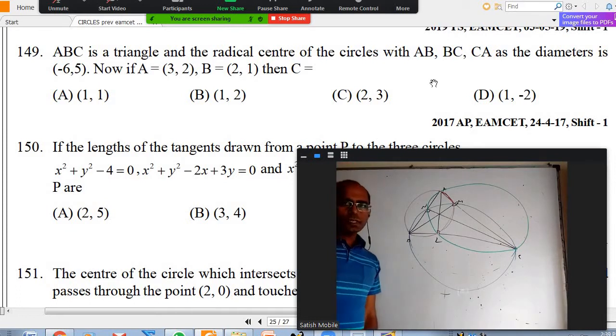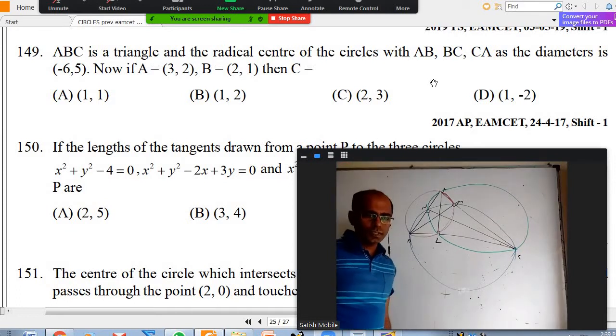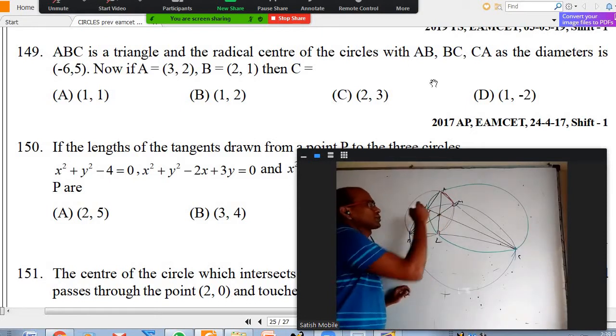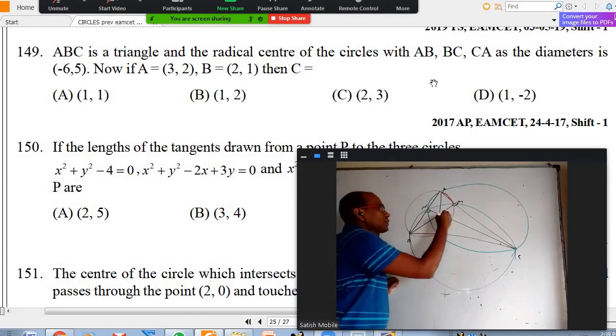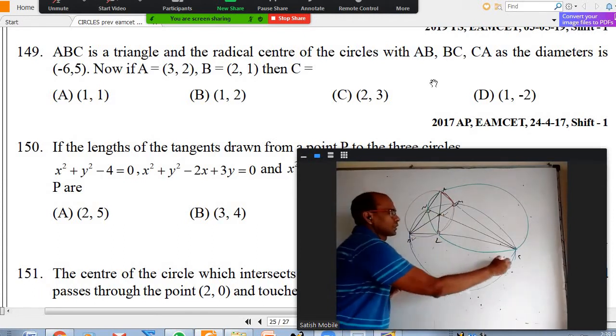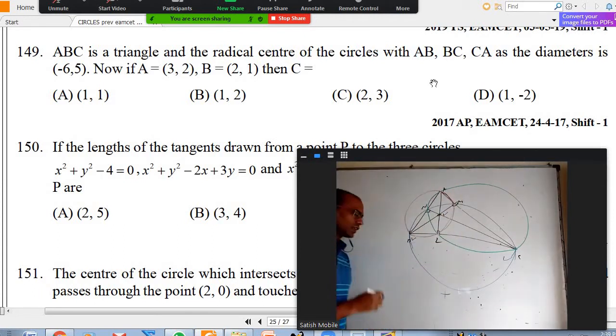So Pranay, are you clear that the 3 common chords are nothing but the 3 altitudes here? Yes, sir. Okay. So the point of intersection of the 3 radical axes will be the orthocenter. First year we studied one more point: if in a triangle you draw 3 altitudes, H is the orthocenter for triangle ABC. But for triangle HBC, what is the orthocenter? It will be A. Yes, sir.